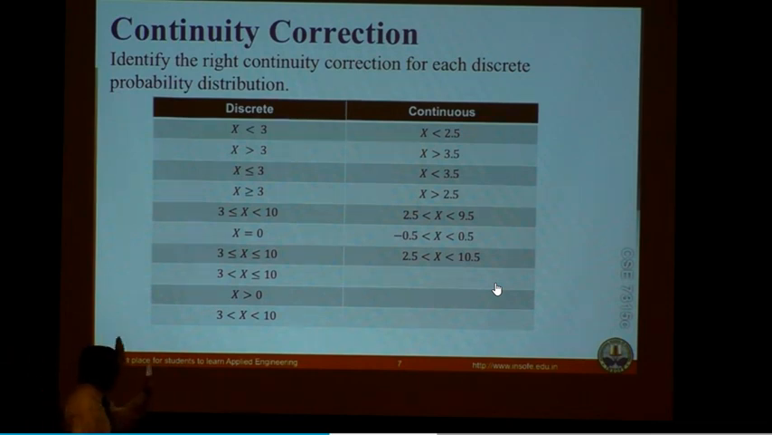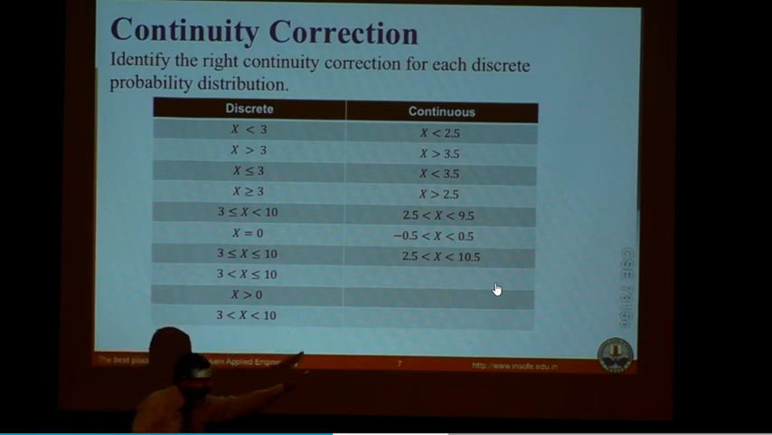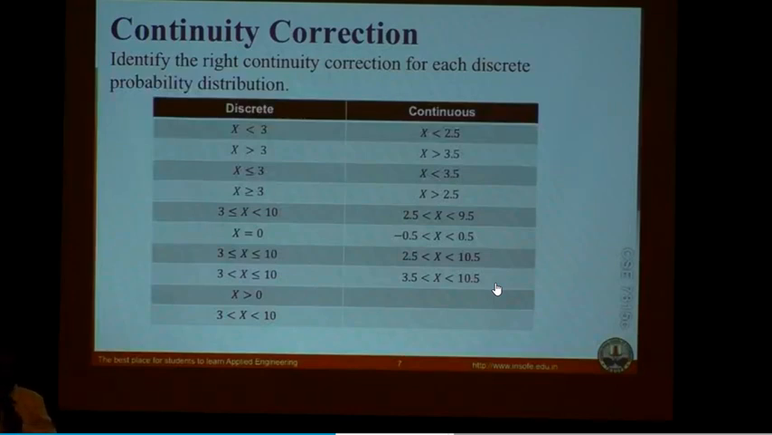X is more than 3, less than or equal to 10. So more than 3, 4 is the first one included. So 4 starts at 3.5. 10 is included. 10 ends at 10.5. Good. So 3.5 to 10.5. X greater than 0.